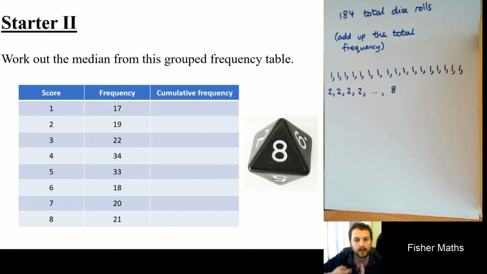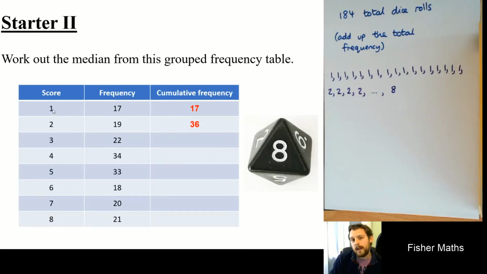We're going to be adding up the frequency as we go along. So in the first box, we just have 17. I have 17 numbers altogether so far, if I just start from the beginning and just include the ones. Then I've got another 19 numbers if I include all the 2s. So 17 add 19 is 36.